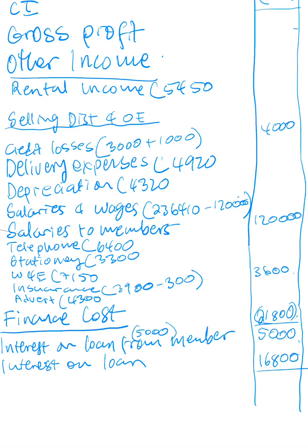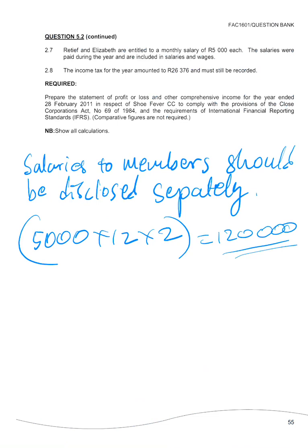So it will be 236,410 minus 120,000, which gives us 116,410. I hope you can follow. Salaries to members, they are shown separately. Then we move on to the next item.